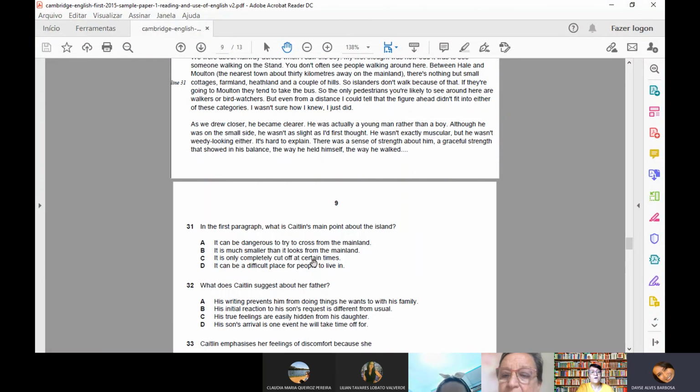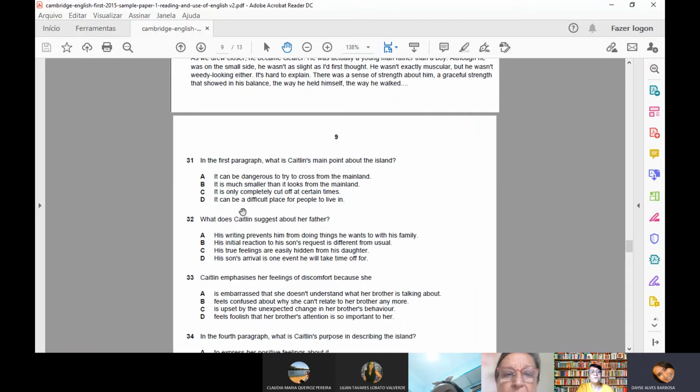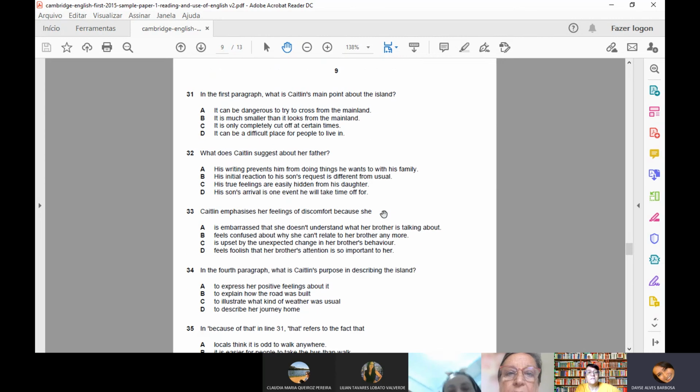And read it carefully because many times the alternatives are very, very tricky because they may have been mentioned there in the text, but there will always be one piece of information there that will make you disqualify that alternative, okay? It's not that easy, so it really involves a lot of attention.